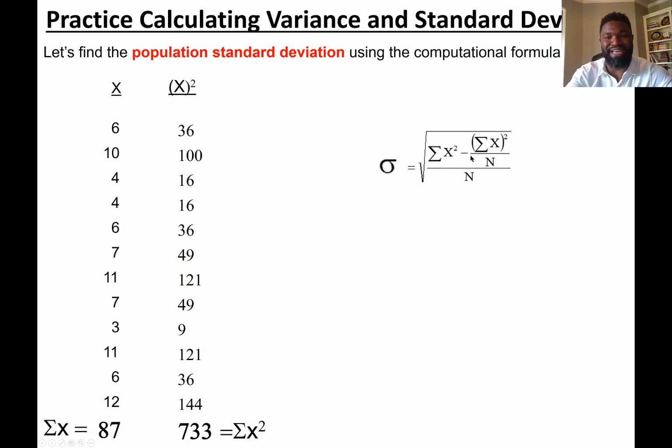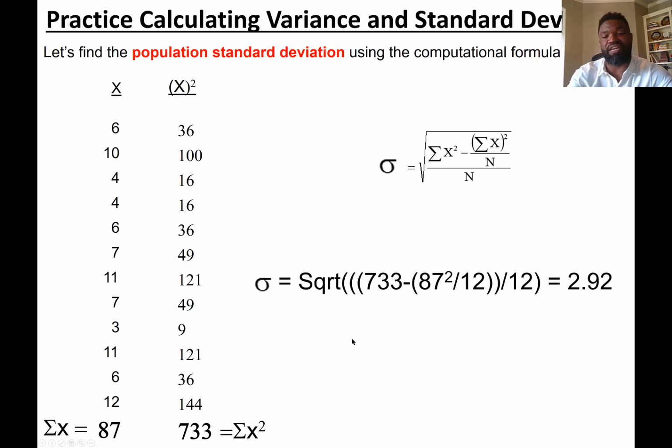So that's going to be 733 minus the sum of all the x's added together and then squared. So 87 squared, we're going to divide that by 12 because we have 12 scores. And then we're going to divide all of that by 12 and then get the square root of all of it. Whew, that's a lot of work, but we can do it. So if we plug all that into our formula, you're going to get 733 minus 87 squared divided by 12, and then divide that by 12, which should equal 2.92.